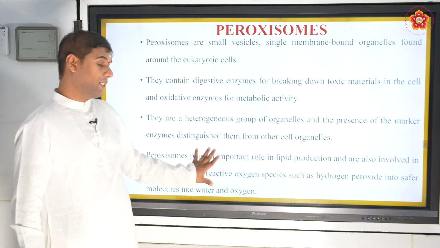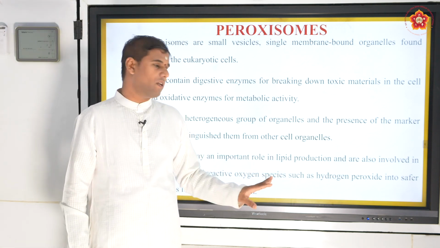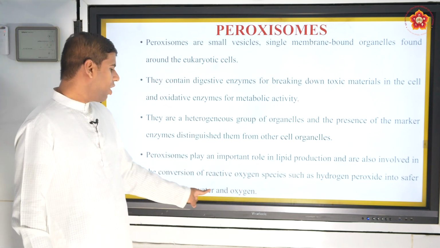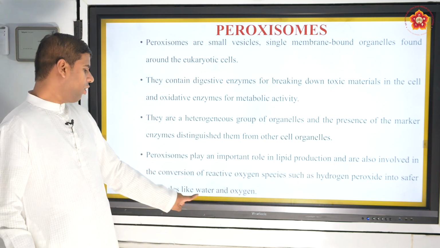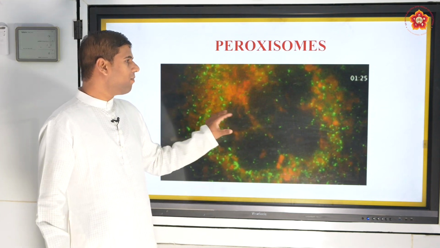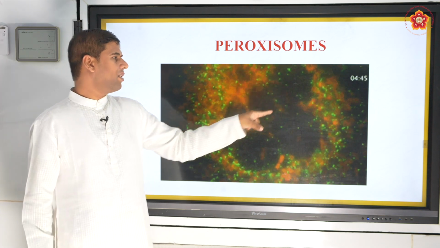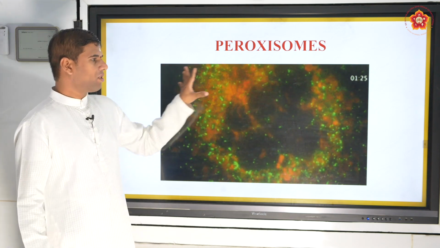So if you take a toxic substance, it breaks down and makes it into safer substances, molecules like water and oxygen. If you take hydrogen peroxide, it breaks down into water and oxygen. So these are the peroxisomes, the small ones. These glowing, colored ones, if you can see, are the peroxisomes.